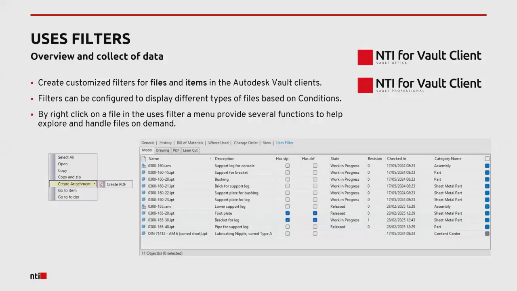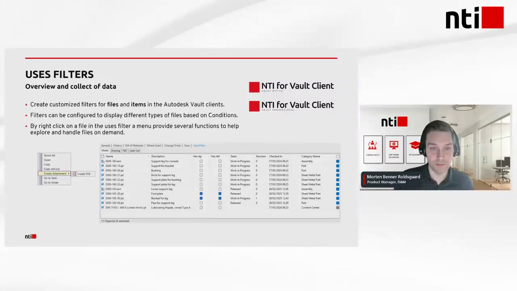Another feature to improve the overview of our design data is the users filter. So we have the standard users, where used, and users in Vault, but with this users filter, we can put up different conditions that will create a filter. So we only show the data that we are interested in seeing, and we can put it in different tabs and separate the different types of files, for example.